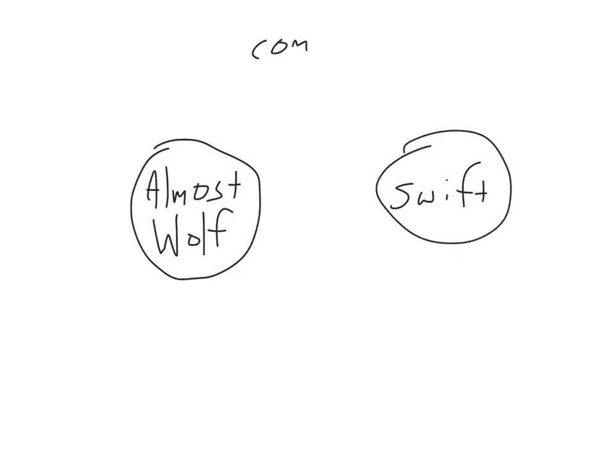A double bubble map is what we use when we compare and contrast, or think about things that are similar and things that are different between two things. In this case, two different characters in a book, the Almost Wolf and Swift. We've left space in between the two characters. That's because in the middle is where we compare or find things that are the same between the two characters.